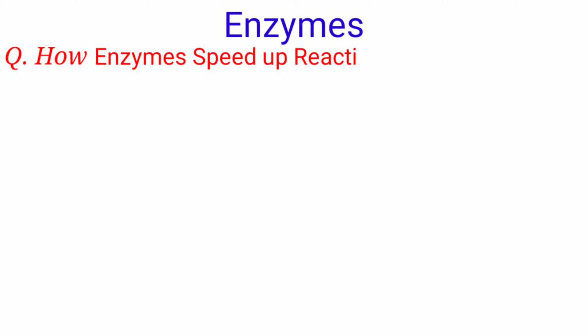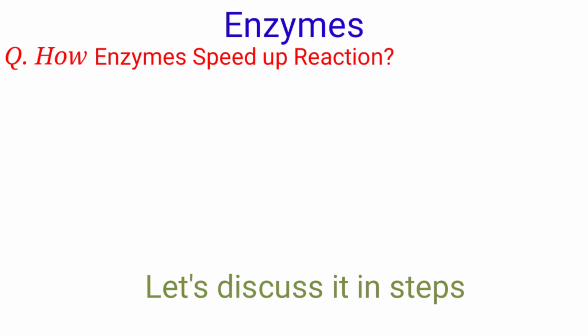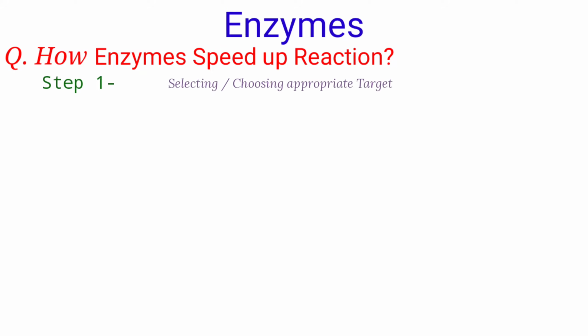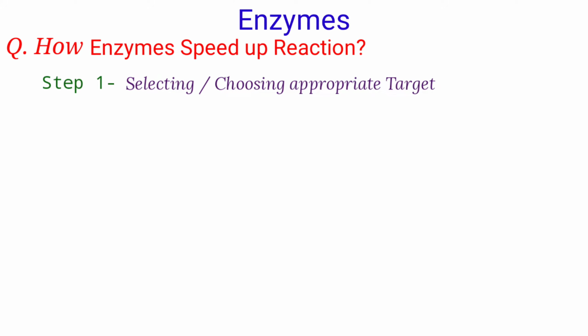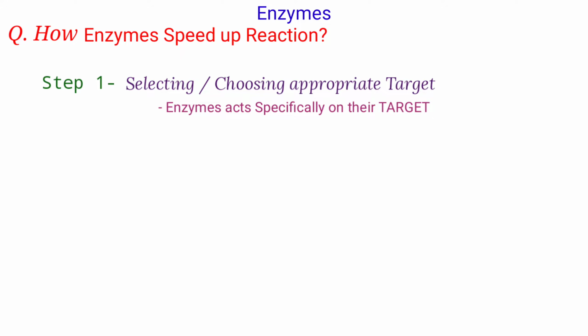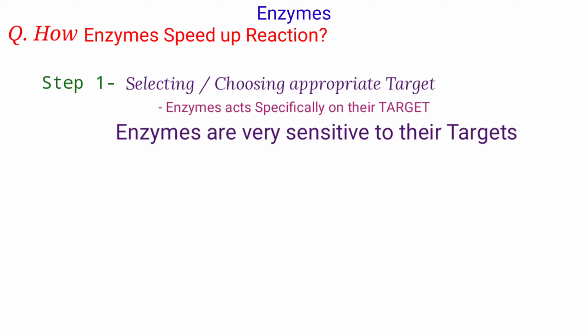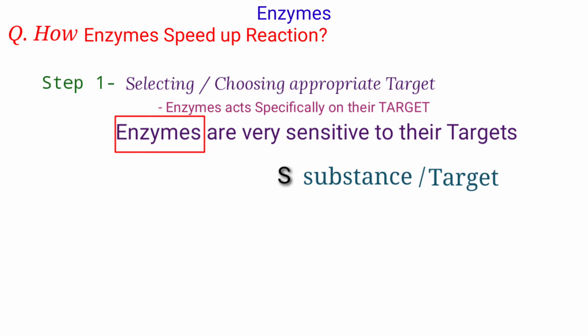So the second question that comes to mind is, how are enzymes capable of speeding up the process of reaction? Let's understand this in a step-by-step manner. In step 1, these enzymes identify, choose or select their appropriate target. These enzymes act specifically on their targets only. They are very sensitive to their targets. The substance or target on which these enzymes show their action is known as the substrate for that enzyme.